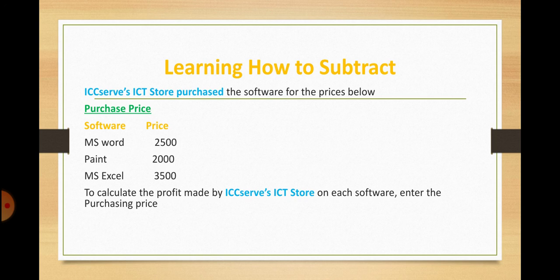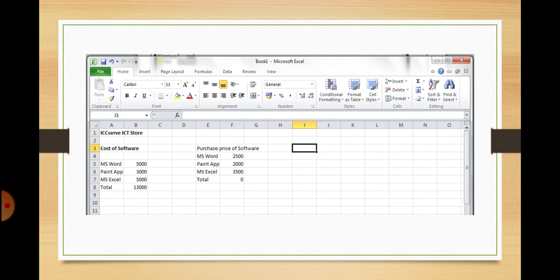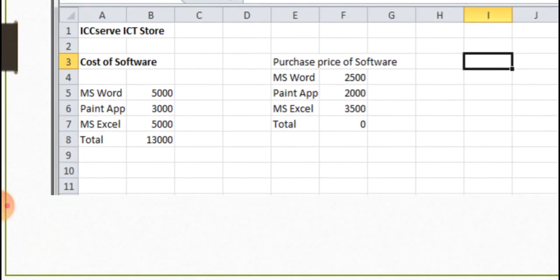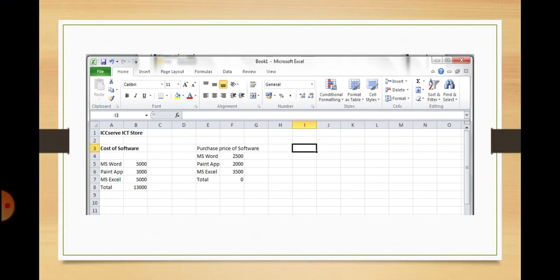So to do that, we just deduct the capital, that's the purchasing price, from the sales, so that we can get the profit. So how do we do that? So you can see here is where we have the total when we summed up the sales price. So now we want to get the profit.